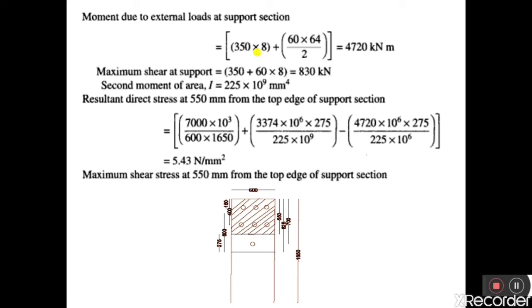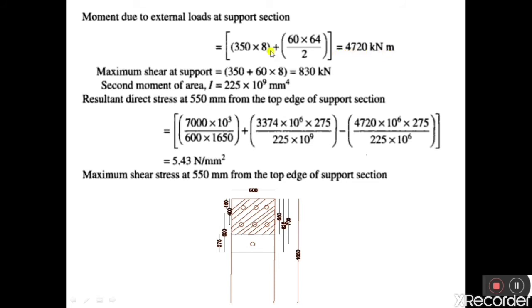So there is a point load of 350 kN at the free end. The moment of the load which is acting at the free end is 350 into 8, plus the bending moment due to live load and dead load, which is in the form of UDL, is WL square by 2. So W is 60 into 8 square, which is 64, divided by 2. So WL square by 2 is the equation to calculate the maximum bending moment in the cantilever beam. Therefore, the moment induced in the section due to live load and dead load is equal to 4720 kilonewton meter.